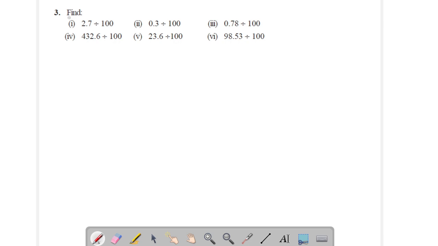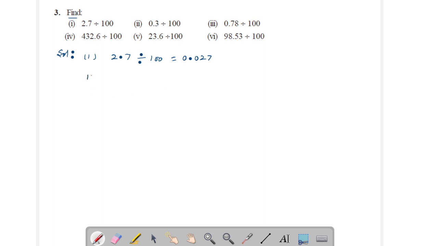Now come to question number 3. Find. See the solution. The first part: 2.7 divided by 100. Here in 100 there are two zeros. Therefore the decimal will shift towards the left hand side 2 digits. This can be written as 0.027. This is your answer.